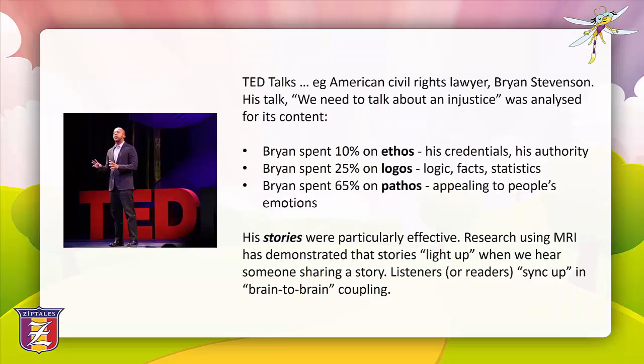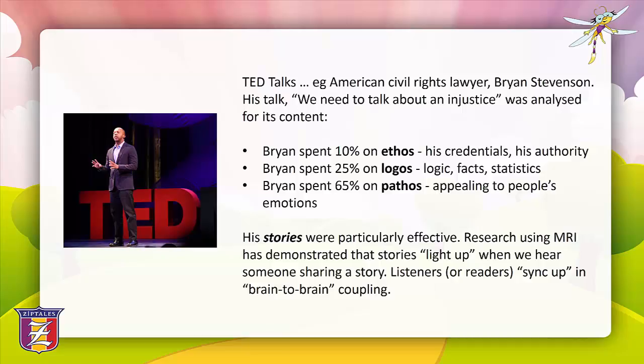All teachers are familiar with the now famous TED Talks, Technology, Entertainment, Design, Ideas Worth Spreading. One of the most watched talks was by American civil rights lawyer Bryan Stevenson, who incidentally appeared on the ABC's Q&A in February this year. His talk, We Need to Talk About an Injustice, which attracted the longest standing ovation in TED history, watched by over 500,000 people, was subsequently analysed for its content, using Aristotle's theories.